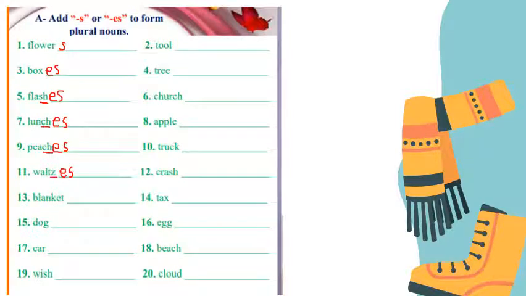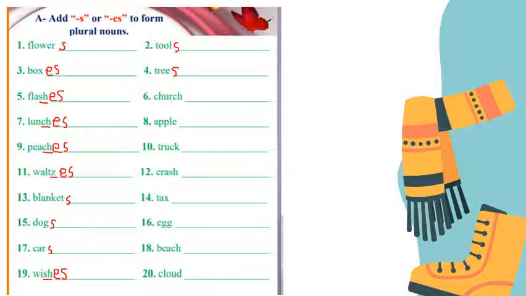Blanket, blankets, we have just to add s because it ends with t. Dog, dogs, also we have to add s only. Car, cars, only we have to add s, it ends with a consonant letter. Wish, it ends with sh, so it should take es in the plural. Tool, tools, it must take only s. Tree, trees, it must take only s.